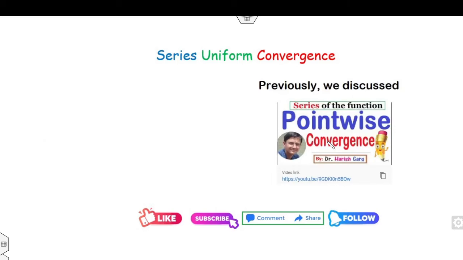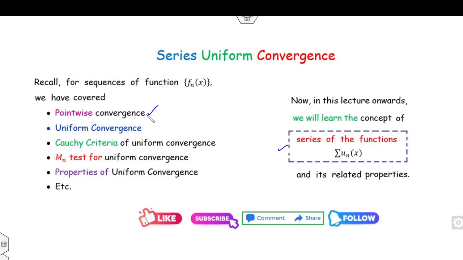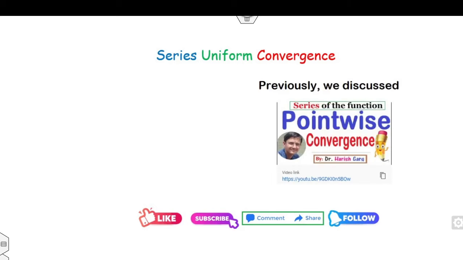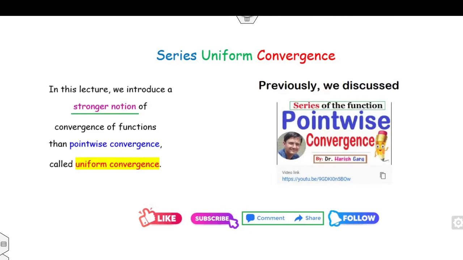Now, what we have discussed so far, we have covered the first concept, that is the pointwise convergence of the series of functions, and that lecture you can see in my playlist. Now, in this lecture we will define some more stronger condition of convergence, that is called uniform convergence. How you can define the uniform convergence, how you can solve the problem, and what is the concept behind that, we will see in this lecture.